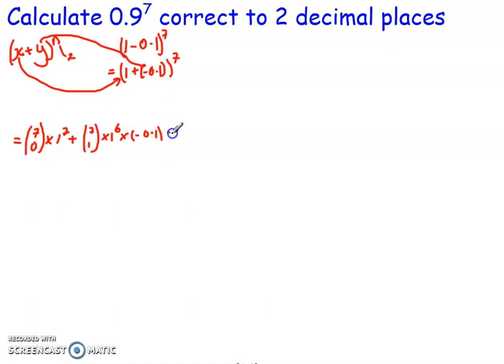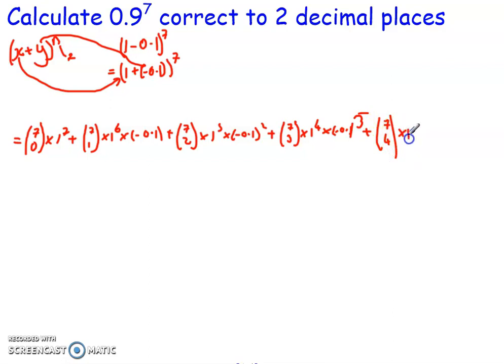My third term is then going to be plus 7, 2 times 1 to the power of 5 times negative 0.1 squared. Then I'm going to get plus 7, 3 times 1 to the power of 4 times negative 0.1 cubed. And then my next term is going to be given by 7, 4 times 1 cubed times my negative 0.1 to the power of 4.